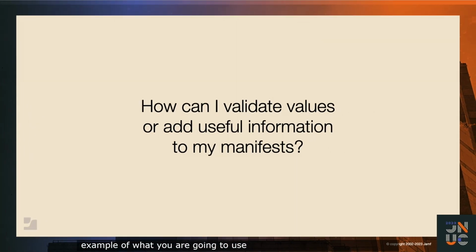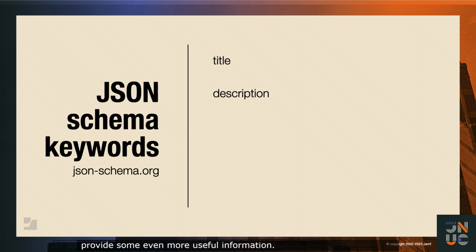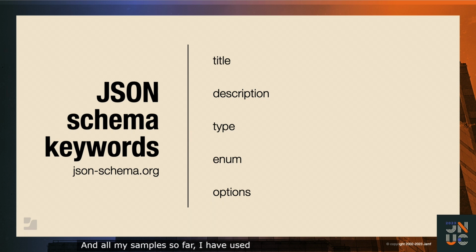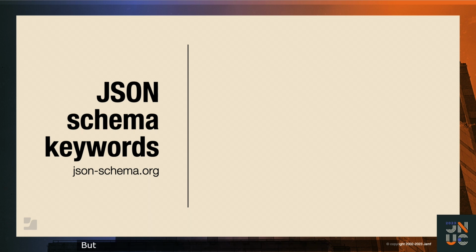All right, next, let's look at some bells and whistles that you can add to your manifest to help validate some information that's put into those forms and provide some even more useful information. In all of my examples so far, I've used most of the same JSON schema keywords. Keywords have very specific meanings. For example, if I want to define a list of available options, I have to assign it to the enum keyword that we've already looked at. That's what gives me that drop-down list. But here are some more keywords you're probably going to find pretty interesting. You can learn about them at the JSON Schema.org website.